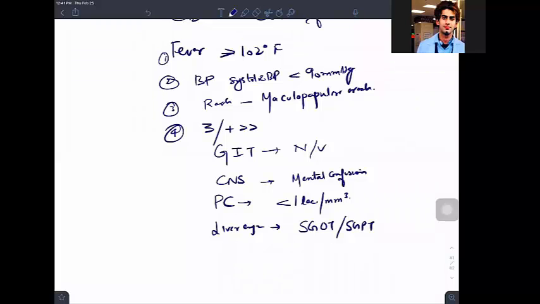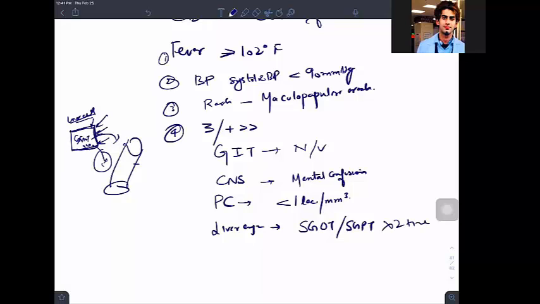Because see, if this is a liver cell, the cell contains enzymes. The liver cell contains SGOT and SGPT. If you damage the membrane, SGOT and SGPT will come out into the blood circulation, and you will be able to measure them. So they will increase at least two times more than their original value.